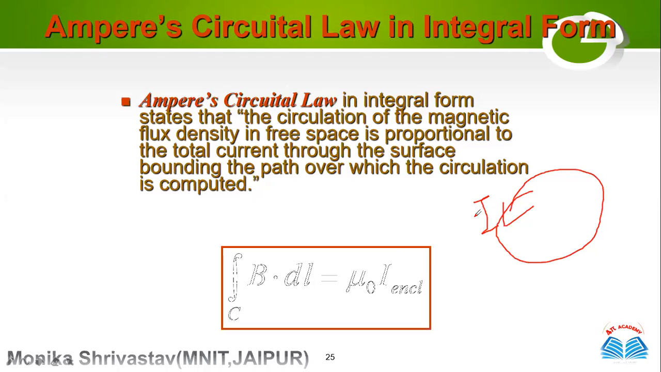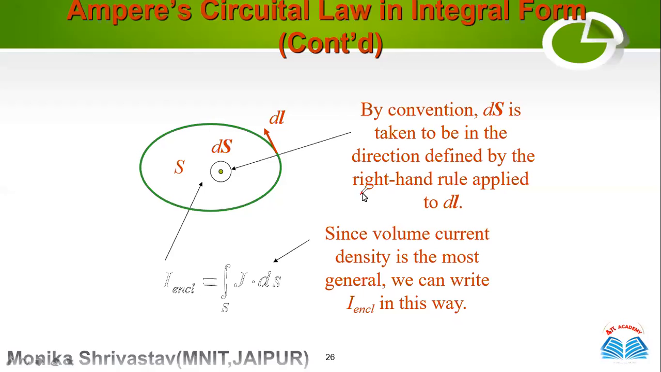If we can introduce different current densities like surface charge densities or volume charge densities, then how can we write this law? So the volume charge densities, the current in volume charge densities, I enclosed, is taken to be in the direction defined by the right hand rule applied to dl. Right hand rule, you know, or we can also discuss on it.